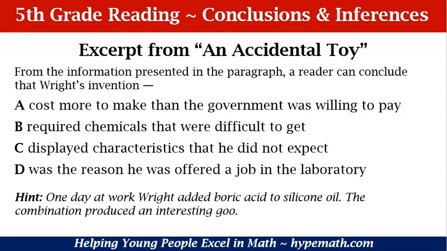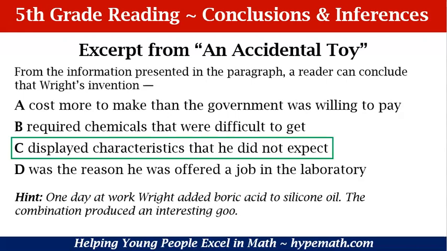And our correct answer is C. From the information presented in the paragraph, a reader can conclude that Wright's invention displayed characteristics that he did not expect. And that is it for part one of drawing conclusions and making inferences.